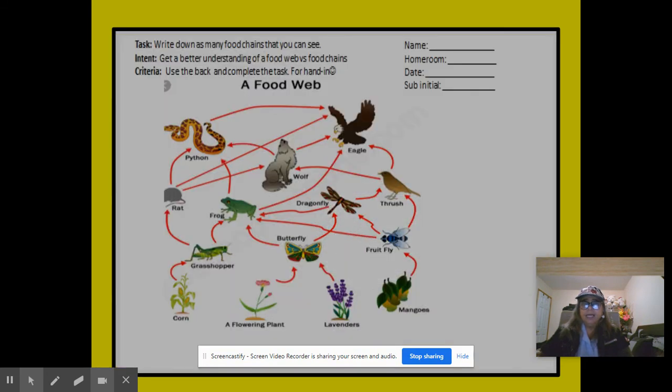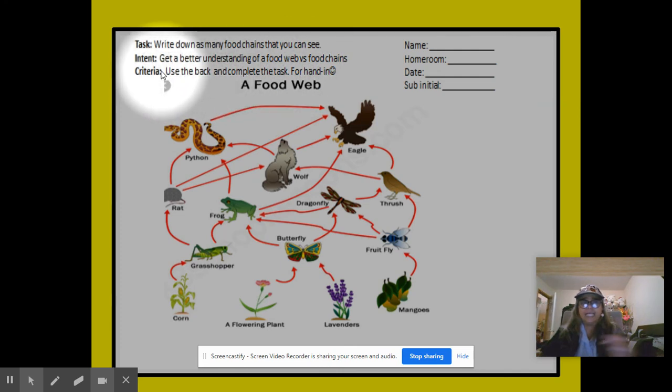Now, with me or with the sub, it depends. You will be given this one at some point within the week. If I see you on Thursday, or if the sub sees you on Thursday, this is something that you will do with the sub or with me. Let me explain briefly what this is. As always, write down your name, home, the date, and of course the sub or me will initial the work done. It says here, write down as many food chains that you can see.